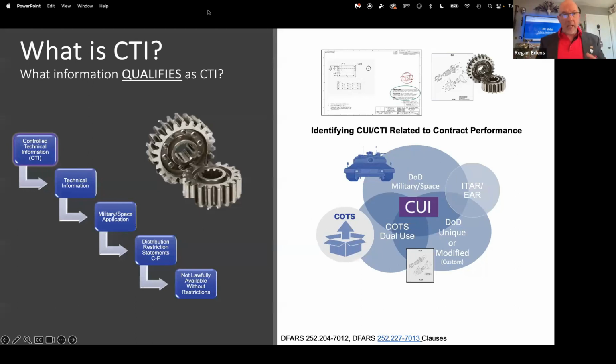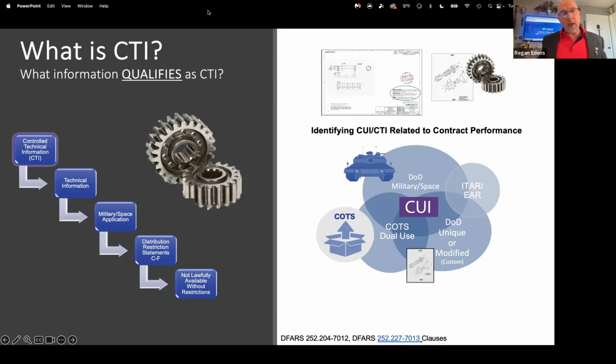So let's bring it all together. We've got controlled technical information. We have technical information. We have a military space application. We have distribution restricted information related to that technical information, and it is not lawfully publicly available. All of that information constitutes what makes something CUI, whether it's controlled technical information or whether it's export controlled information.